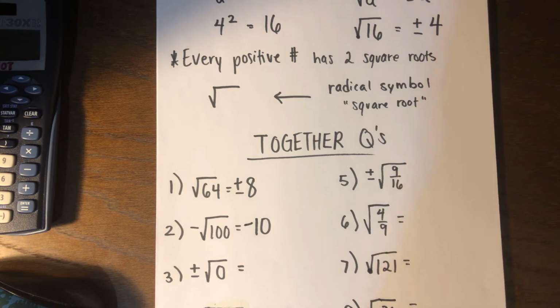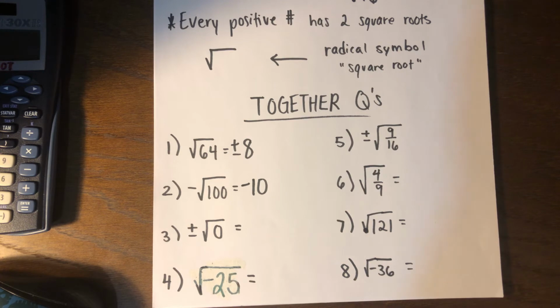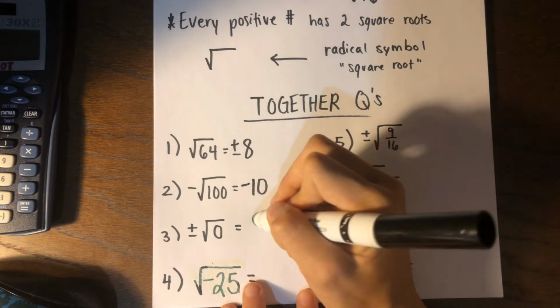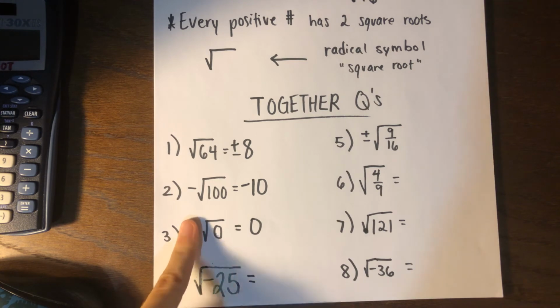Okay? Number 3, what is the square root plus or minus 0? So plus or minus the square root of 0. So what would that be? Well, 0 is not a positive number, it's not a negative, it's neutral. So what times what gives us 0? That's the same number. 0. The square root of 0, even if it looked like this, would still be 0.